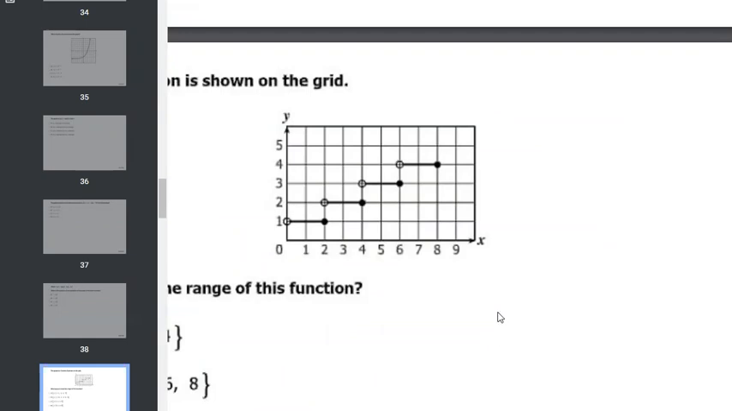So looking at this function, which y values does it take up? Well, it looks like it starts right here. And it's starting at the y value of 1 right here. Notice that the y-axis says 1. And then it appears at 2.